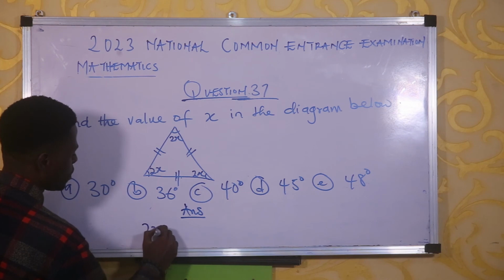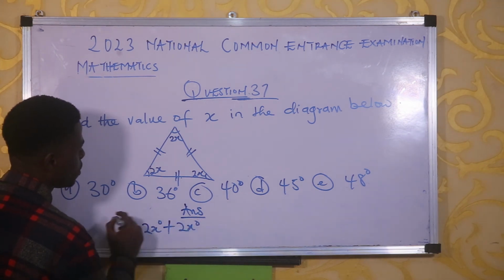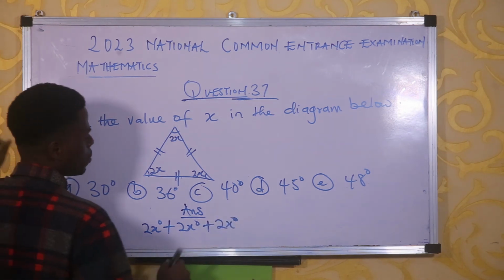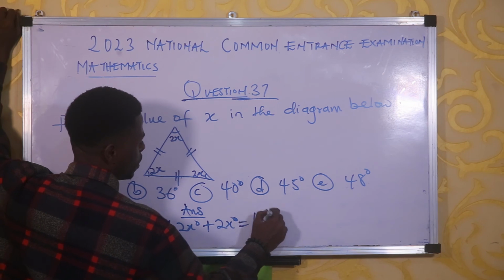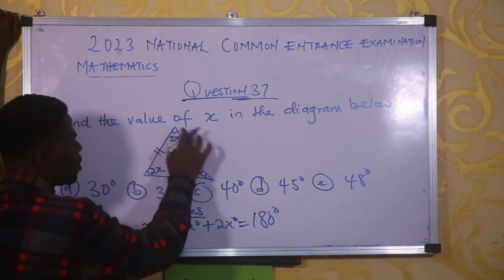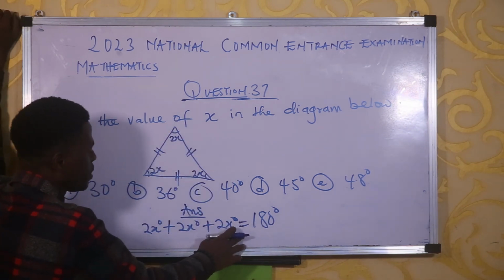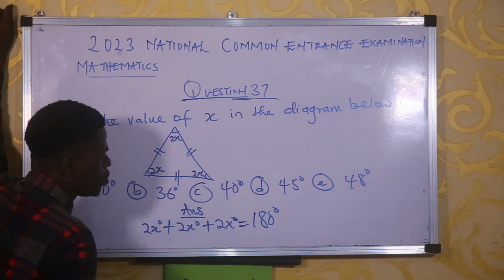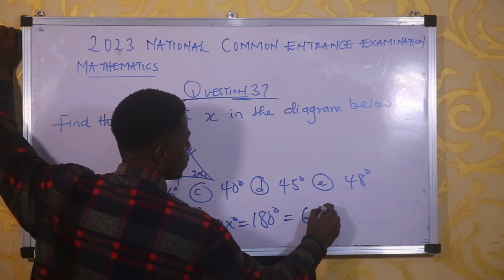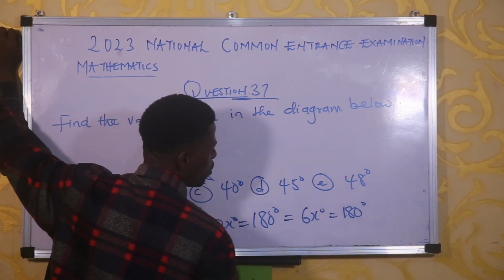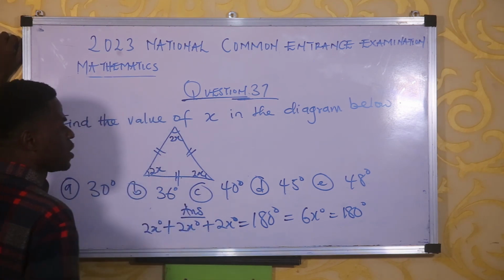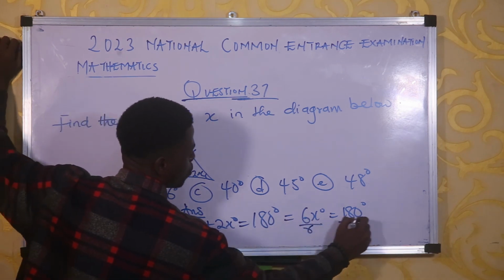Now I have 2x degrees plus 2x degrees plus this 2x degrees, because they are in degrees, equal to 180 degrees. I told you that the sum of angles in a triangle is 180 degrees. Now 2x plus 2x plus 2x is 6x degrees. So we have 6x degrees equal to 180 degrees. Now divide both sides by the coefficient of x, which is 6, to get our answer.